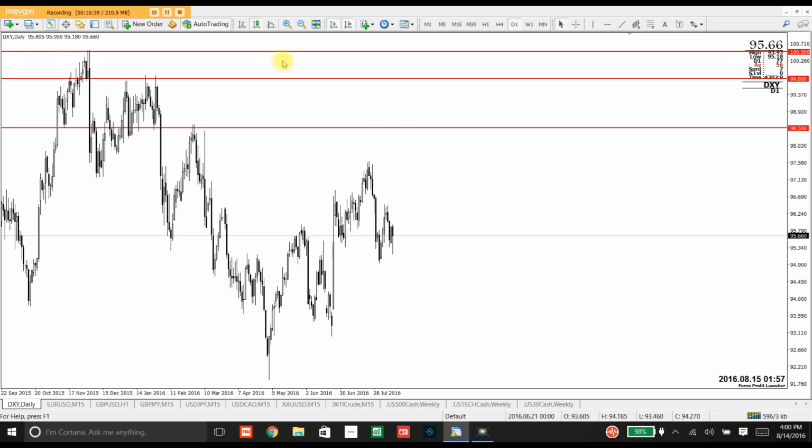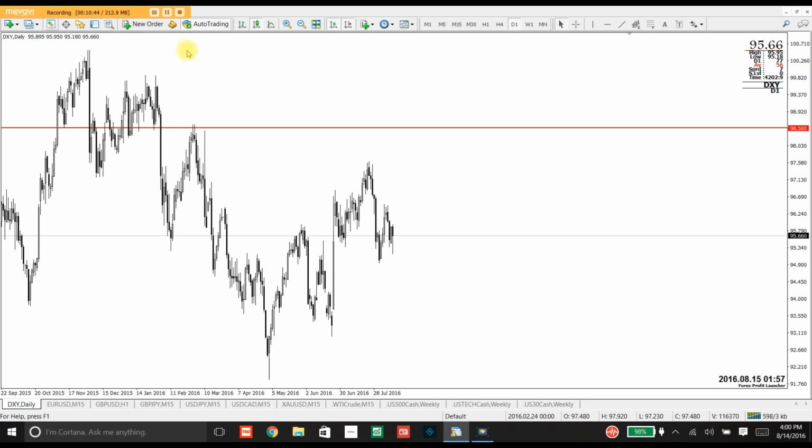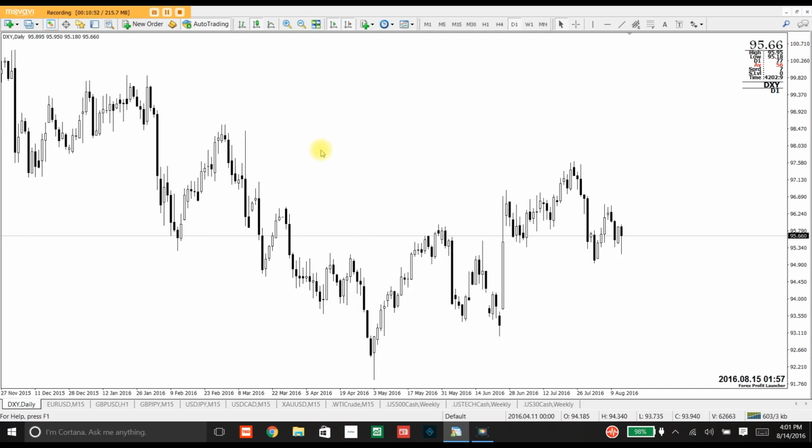Now, do I need to have these levels up here? No, because price isn't near them. So I'm going to go and delete them. I only want levels that are near current price action over here. So I'm going to go ahead and delete all these previous levels because I don't want to clutter my screen. So I'm going to zoom in and mark the levels that are near my current price. So we have one swing point here.